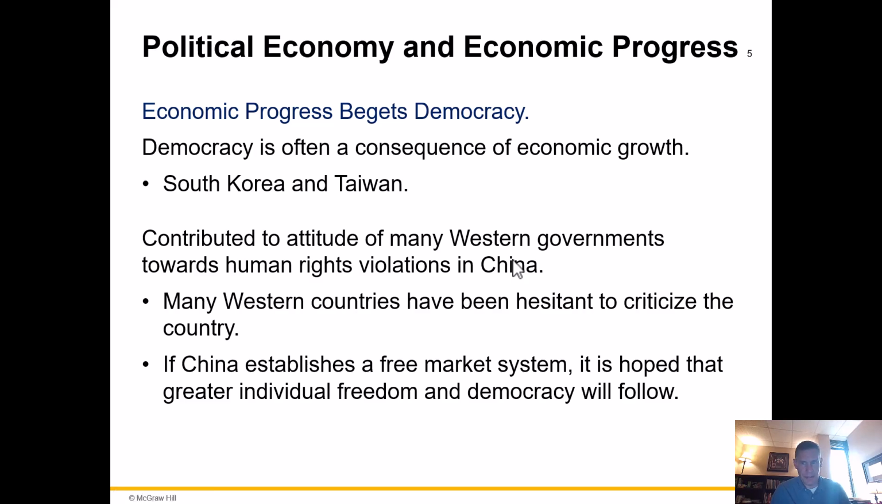Democracy is often a consequence of economic growth, and we've certainly seen that in South Korea and Taiwan. It's contributed to the attitude of many Western governments towards human rights violations in China. Many Western countries have been hesitant to criticize the country. If China establishes a free market system, it's hoped that greater individual freedom and democracy will follow.